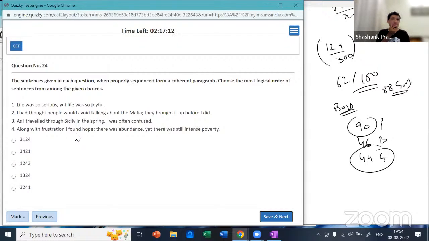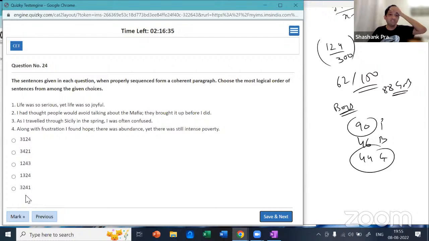Okay, 1, 3, 2, 4. Life was so serious, yet life was so joyful. As I traveled, I was confused. I had thought, okay, confused, and they brought it up, seems nice. So 3-2 is a good link that I have here, because that talks about the confusion. They brought it up. Along with frustration, I found hope. So that is also following from 4. So from 3 to 4 seems to be nice. 1, I'm not sure. 1 3 2 4 or 3 2 4 1. Both of them sound fine.